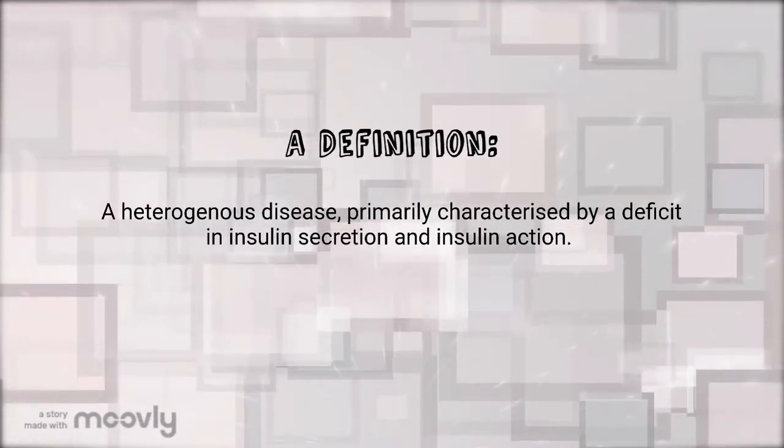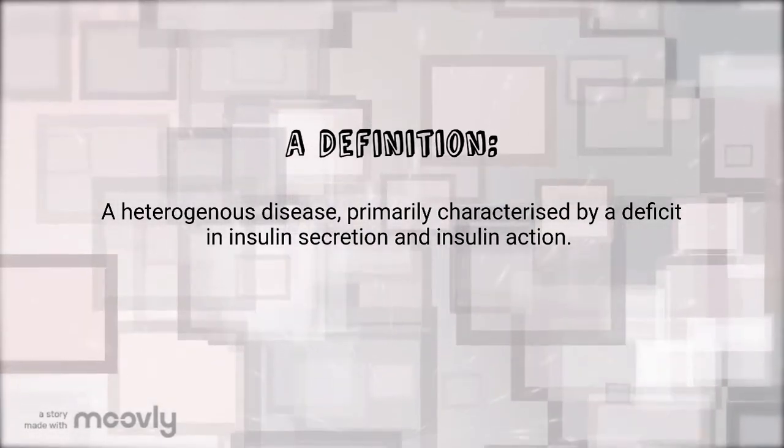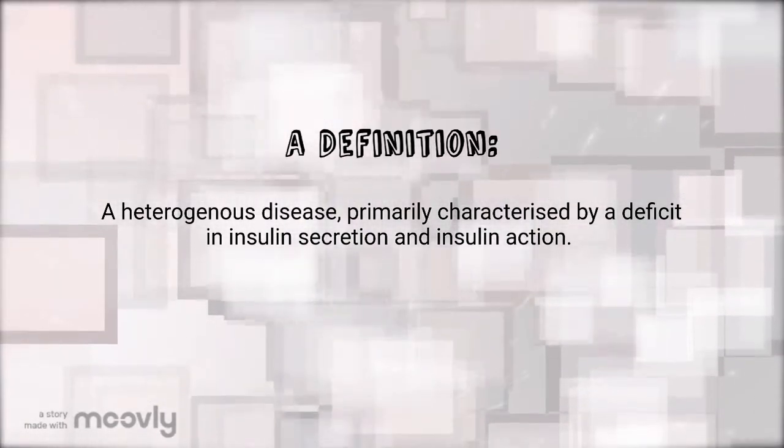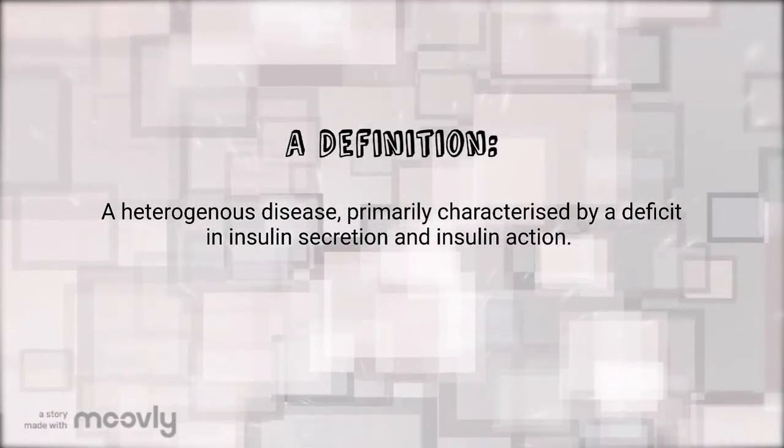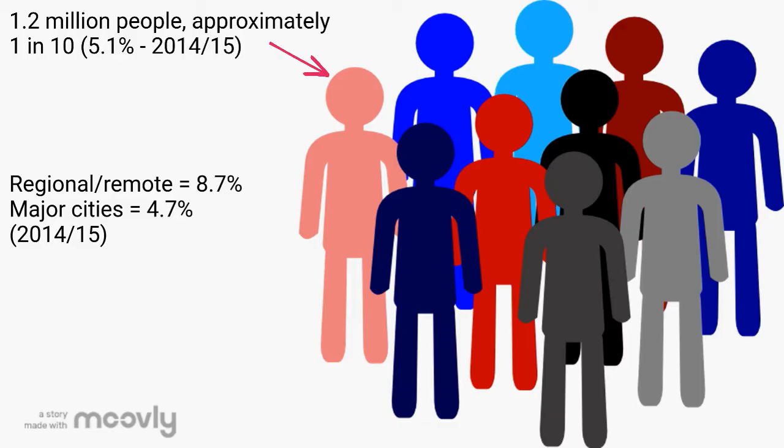Type 2 diabetes is a heterogeneous disease primarily characterized by a deficit in both insulin secretion and insulin action, which consequently causes an increase in plasma glucose. There are approximately 1.2 million cases of type 2 diabetes in Australia, with 280 new cases each day. That's approximately 100,000 new cases each year.